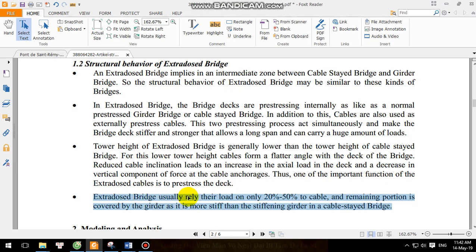Extradosed bridges usually rely on cables for only 20 to 50 percent of their load, and the remaining portion is carried by the girder, as it is stiffer than the stiffening girder in a cable-stayed bridge.